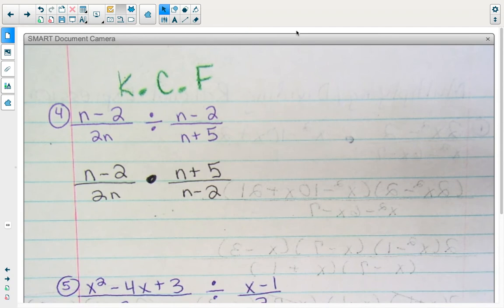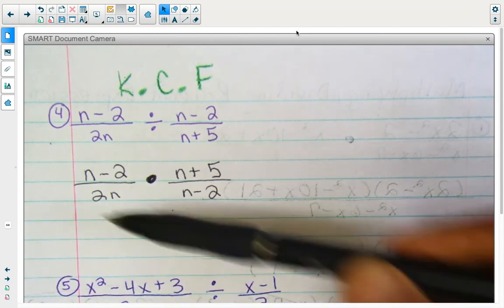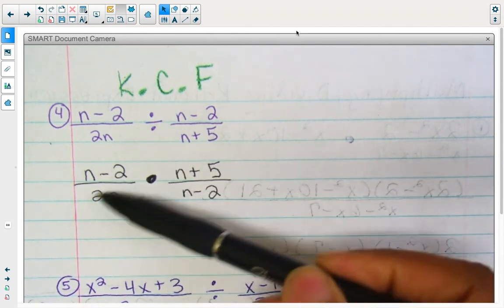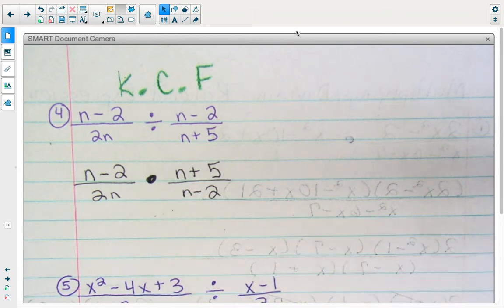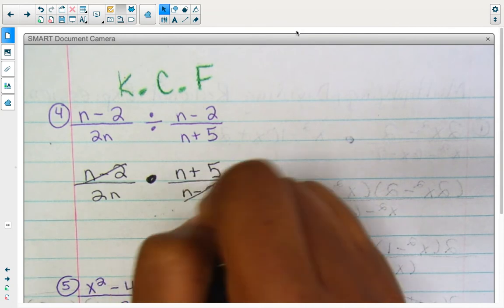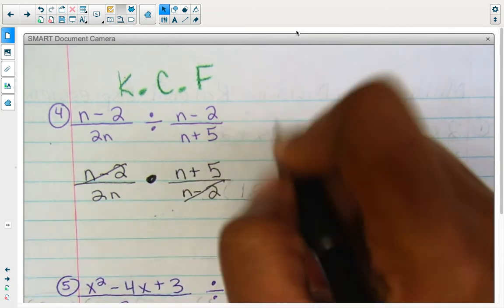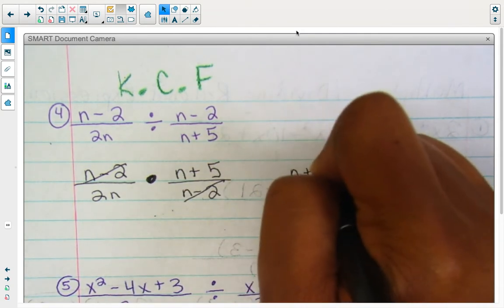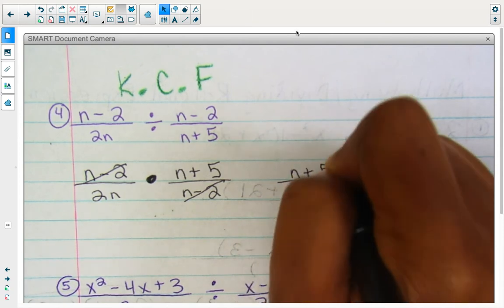Now this turns into a multiplication problem. So both of these are on top and both of these are on the bottom. If you have the same thing on the top and bottom, they cancel. So I have an n minus 2 here and an n minus 2 here. So my final answer is n plus 5 over 2n.